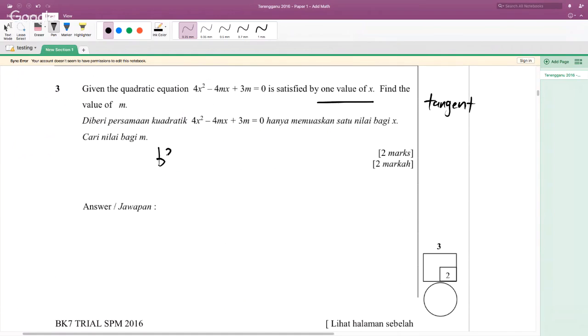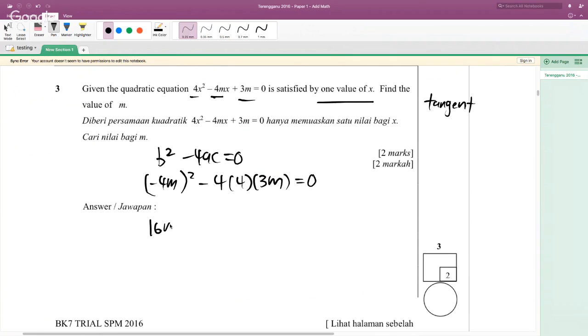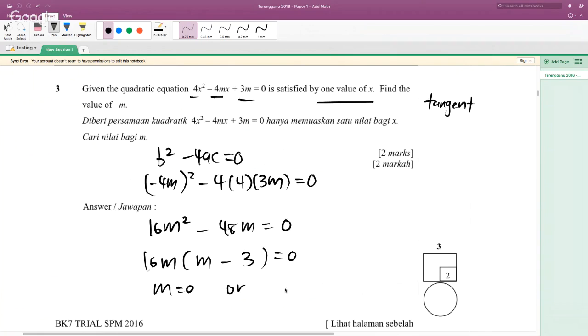So I will solve this by doing b squared minus 4ac equals 0, because it only touches one point. My b is negative 4m, so I say negative 4m squared minus 4, my a is 4, my c is 3m, so 4 times 3m equals 0. This will be 16m squared minus 48m equals 0. Then I factorize out 16m and I get m minus 3 equals 0. So m equals 0 or m equals 3.